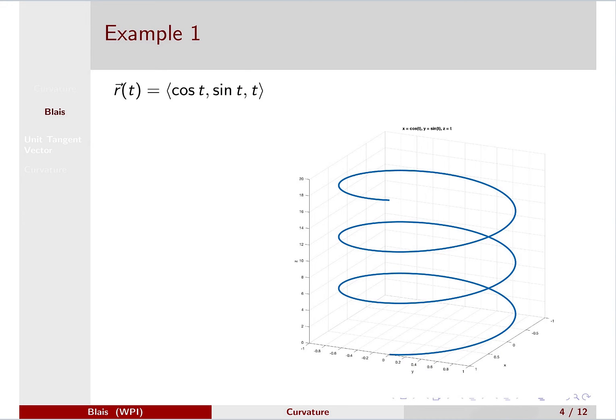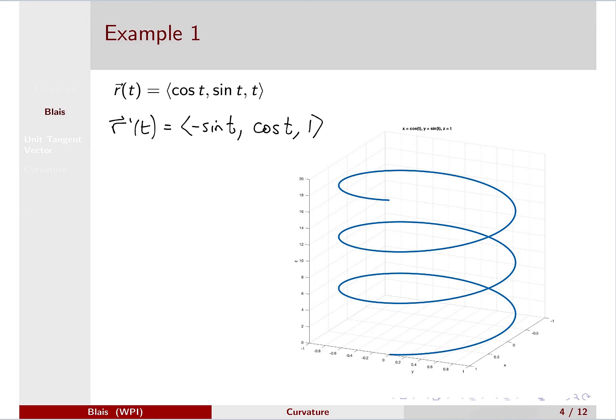Let's look at an example. So we have our classic helix example, and if we want to find the unit tangent vector, first we need the velocity vector, r prime of t, and we differentiate term by term, so we have minus sine of t, cosine of t, and 1.